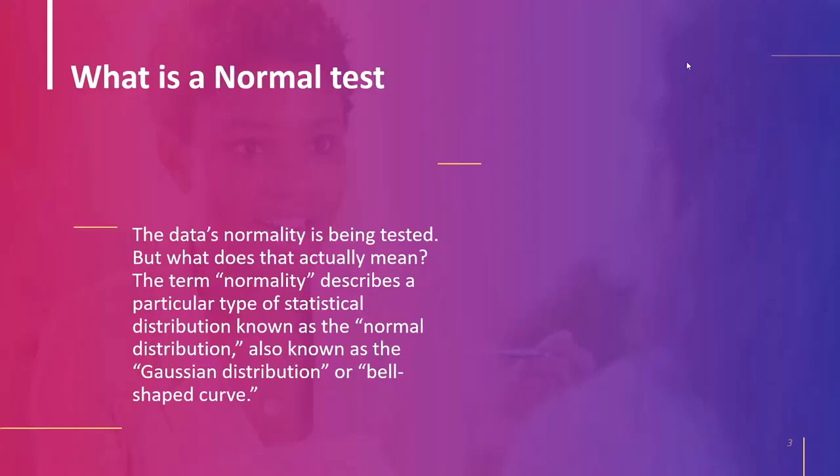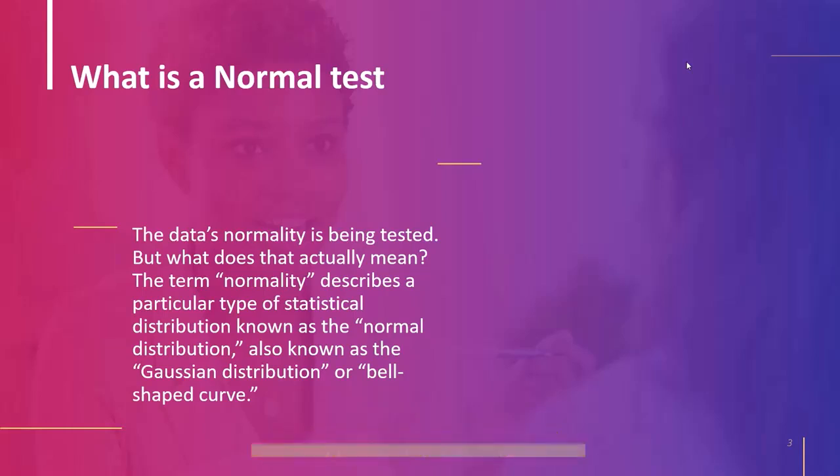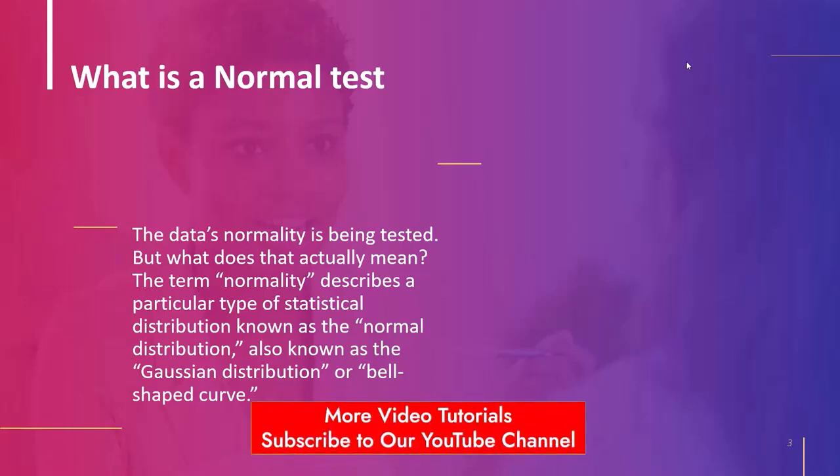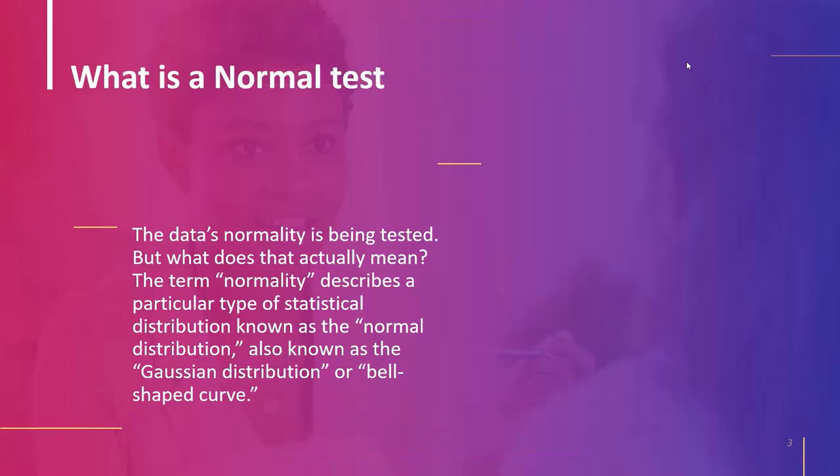Testing the normality of data. But what exactly does that mean? A specific class of statistical distribution known as the normal distribution, also referred to as the Gaussian distribution or the bell-shaped curve, is described by the term normality. The mean and standard deviation of the data is used to define the normal distribution, a continuous symmetric distribution. The normal distribution form will never change, regardless of the mean or standard deviation. The data distribution under the curve is the key property. An idealized distribution is a normal distribution.